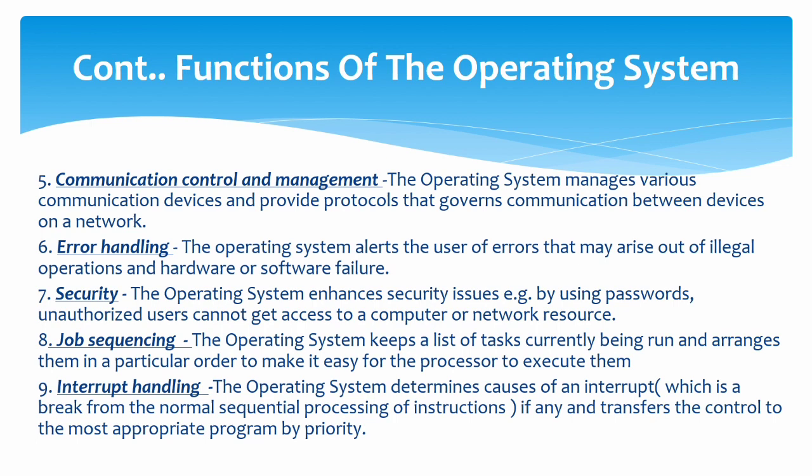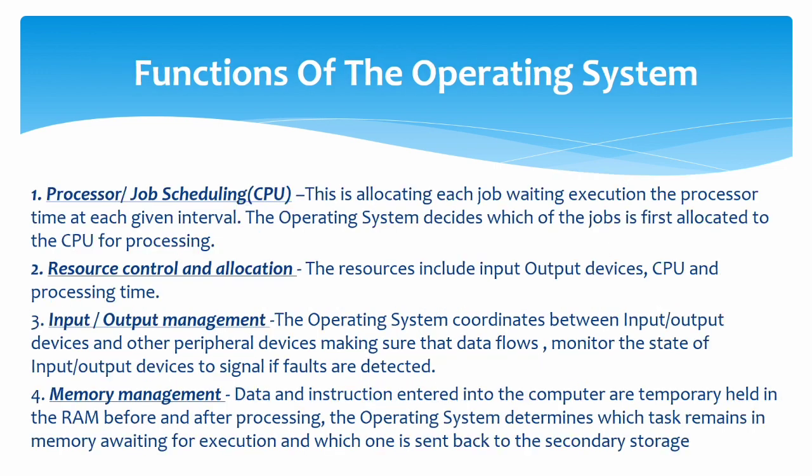Also, the last thing that the operating system does is handling interrupts. An interrupt is a break from normal operations, an instruction that comes in and may interfere with the normal processing. The operating system will check by priority which program is the most important to process, and allocate that to the processor. All this is done by the operating system.